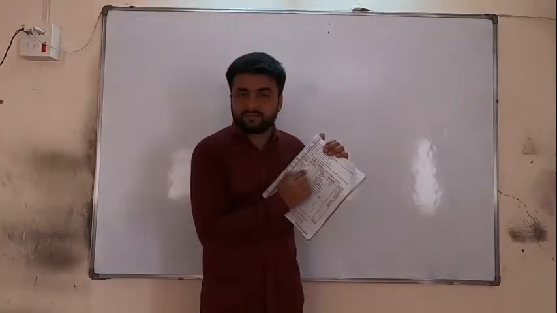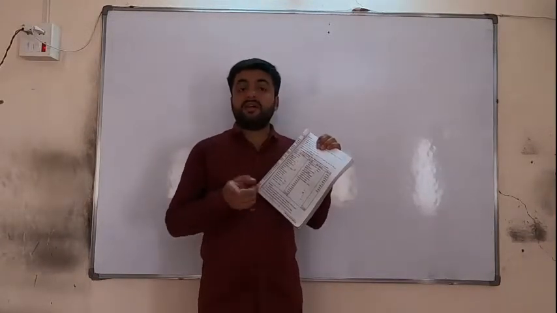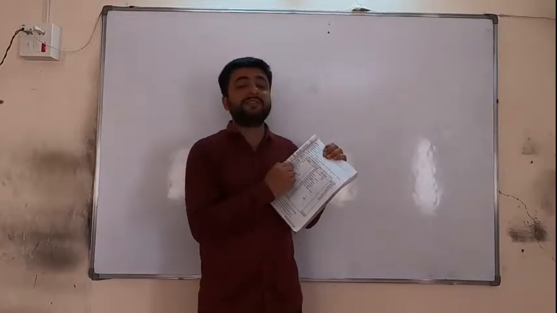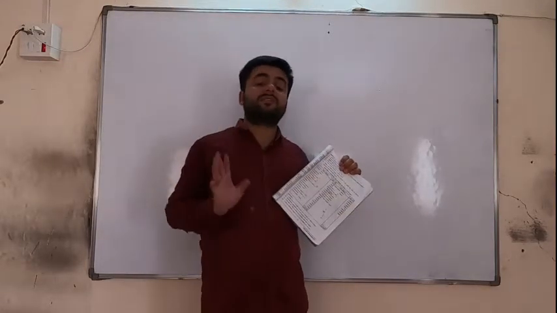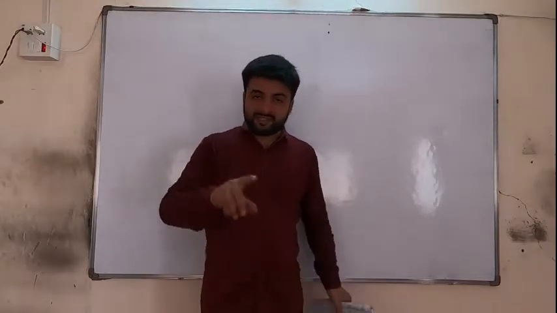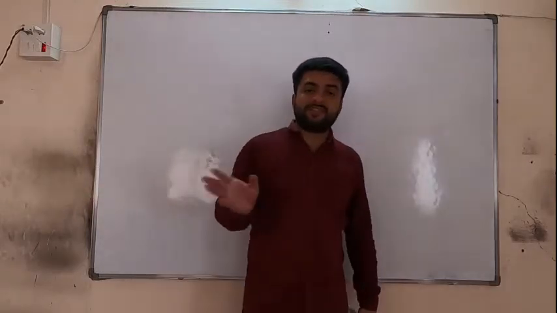So friends, for this transaction tick on purchase number 3, then payables means creditors number 3. After that tick on sales number 3 and tick on receivables, that is debtors number 3. So it will affect four things: purchase and creditors, sales and debtors.